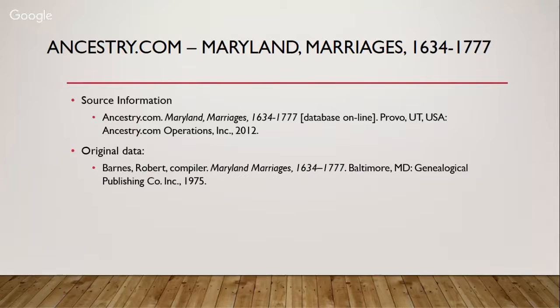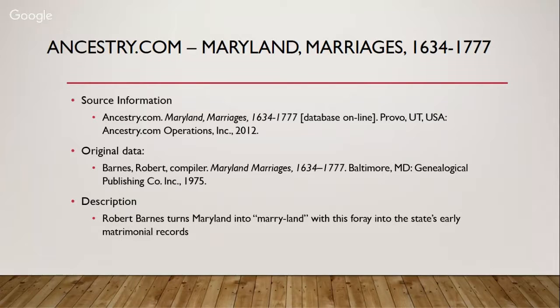But the original data came from a book written by Robert Barnes with the same title, and it was published in Baltimore, Maryland by the Genealogical Publishing Company, Inc. in 1975. And under that is a description which doesn't give too much information except that Robert Barnes turns Maryland into Maryland from a foray into the early marriage records. So that's what Ancestry has told us.